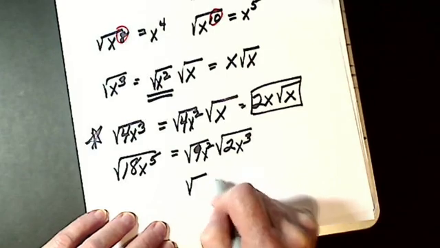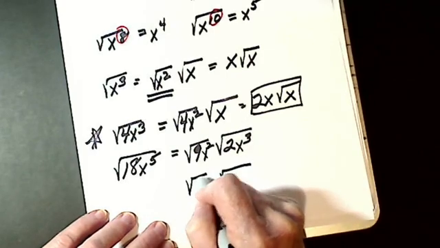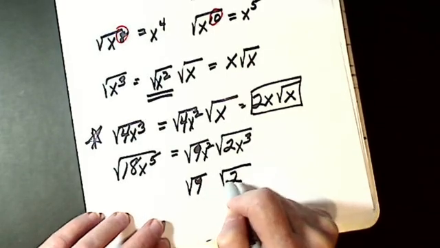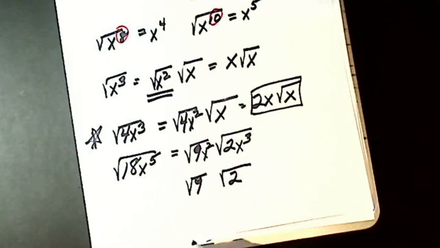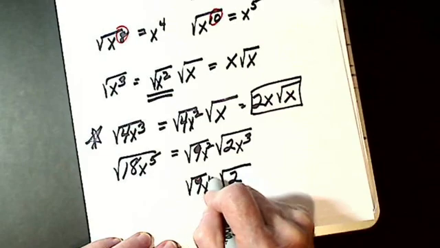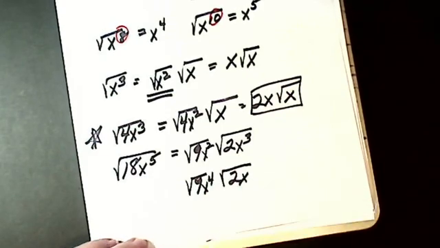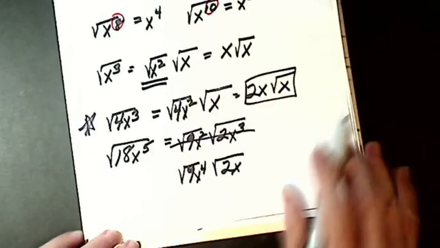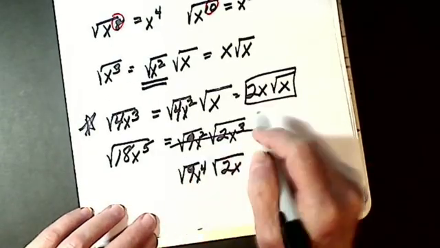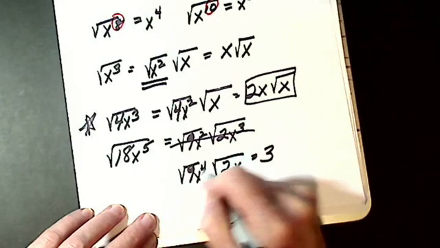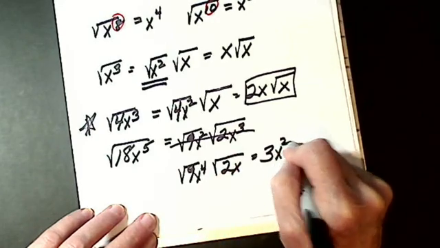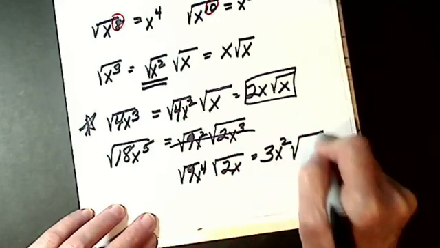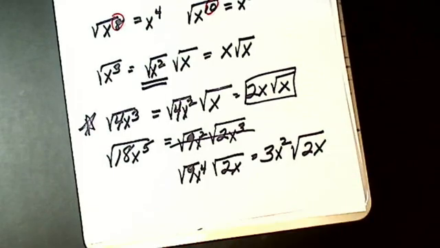So what I do is my 9 and my 2 are good. I break it down into the highest even. I make this x to the fourth and x. So now, the square root of 9 is 3. The square root of x to the fourth is always half, x squared. So I get 3x squared, square root of 2x.